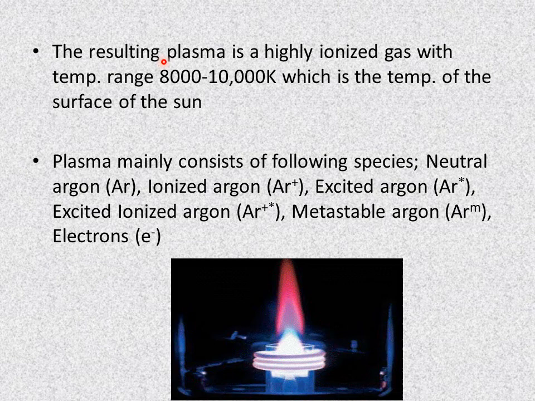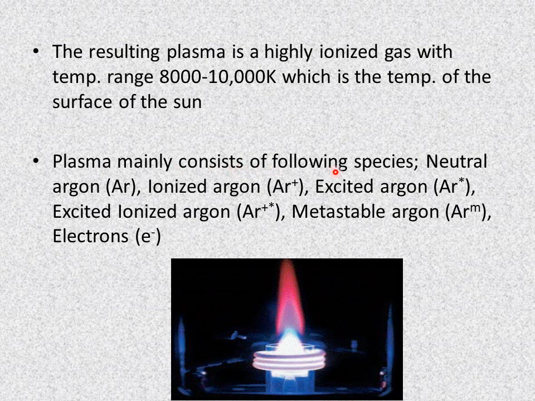So the resulting plasma is a highly ionized gas with a temperature range of 8,000 to 10,000 Kelvin. This is a very high temperature, and we can say it is the temperature of the surface of the sun. So the temperature of the plasma is very high.